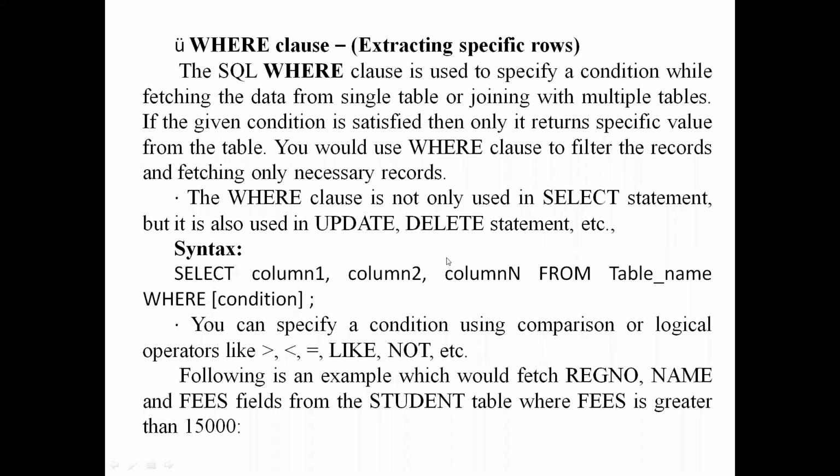If the given condition is satisfied, then only it returns specific values from the table. Whatever you have mentioned in the statement can be displayed if and only if the given condition is true. If it is satisfied, then only it displays. Otherwise, it will not get any data from the table or tables. Use the where clause to filter the records and fetch only necessary records. Why are we putting a condition? Because we want only the particular or needed records from the table. We don't want complete data from a table. We want the needed records from the table.